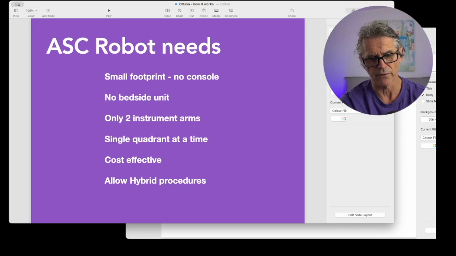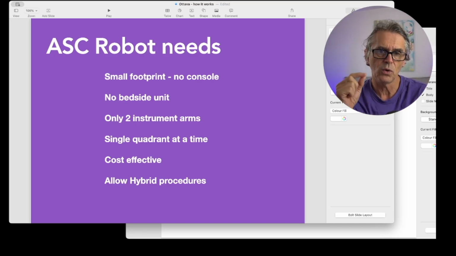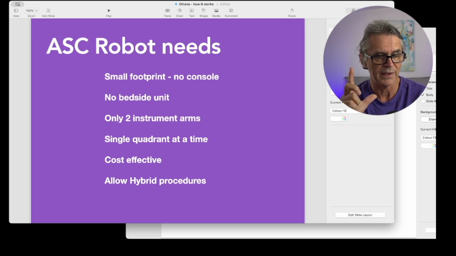J&J's gone down that route with Ottava, as I've said, which is where they've eliminated the bedside unit by putting the arms integrated into the table. If you look at what a couple of the other systems are doing out there, they are trying to reduce the size of the bedside unit. So Moon Surgical, which is definitely aimed at the ASC, has one single bedside unit, and it's fairly compact, but it's not a no bedside unit. So ideally, I think you'd want no bedside unit. And the way you do that is to have the arms either integrated into the table or hang onto the table. Think DLR from the old days of what Medtronic bought.